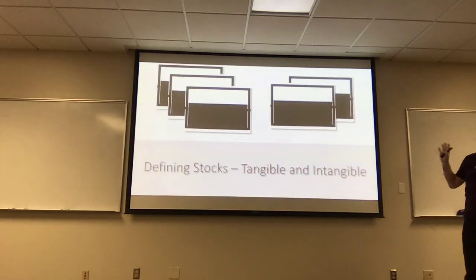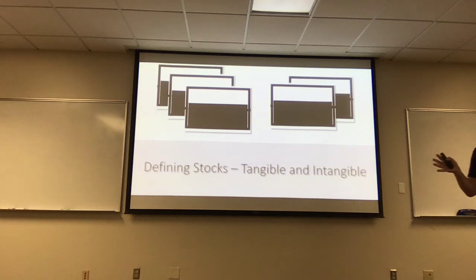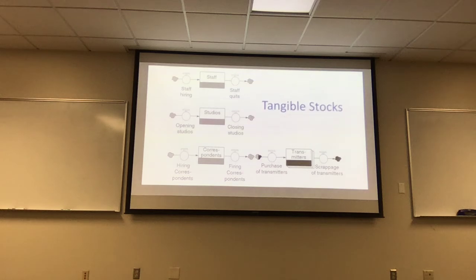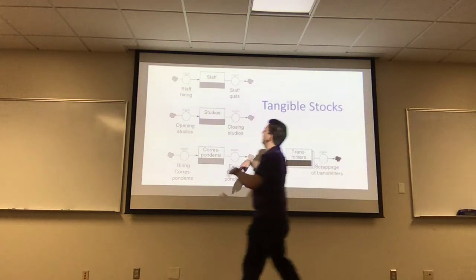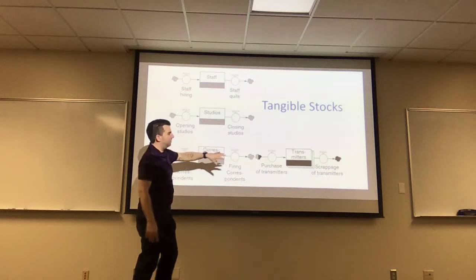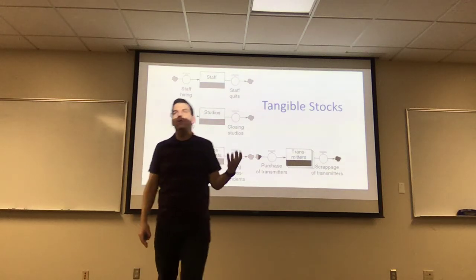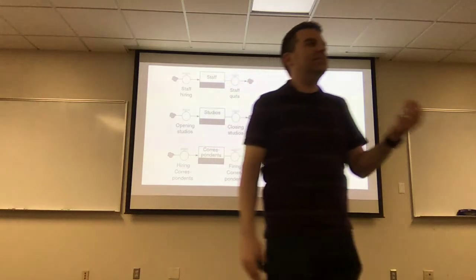So Morecroft gives us some hints for how we build these models. And his first hint is the different types of stocks that you look for in these models. And he has these two groups, tangible stocks, which in this model were staff, studios, correspondence, transmitters. Can somebody define what is a tangible stock? Why is it tangible?